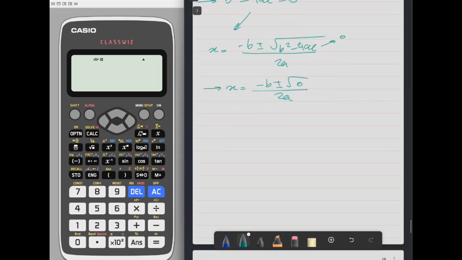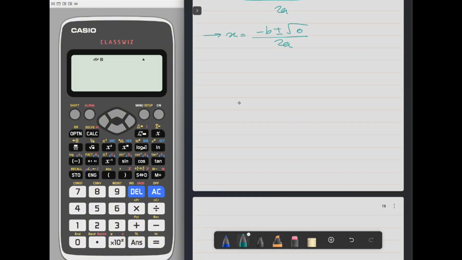And when you have one repeated root, your graph is going to touch the x-axis once, right? So for a greater than 0, your graph will have a shape which is like this. See, it only touches the x-axis once.